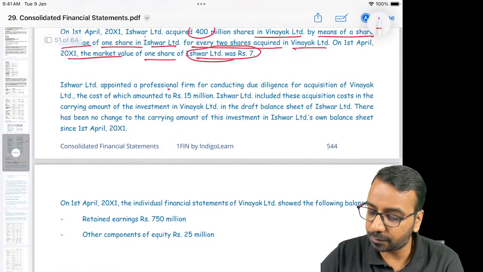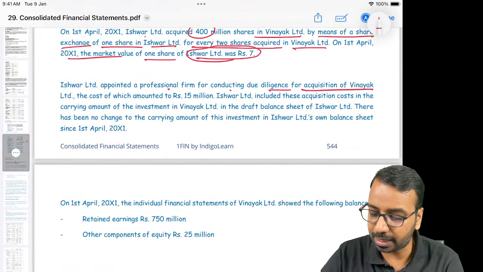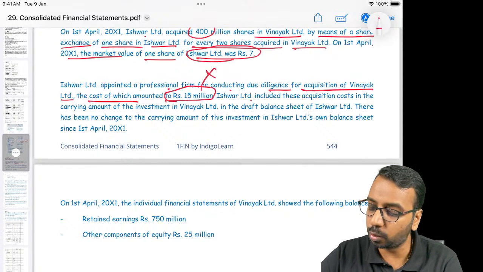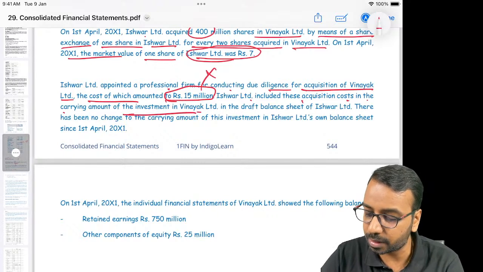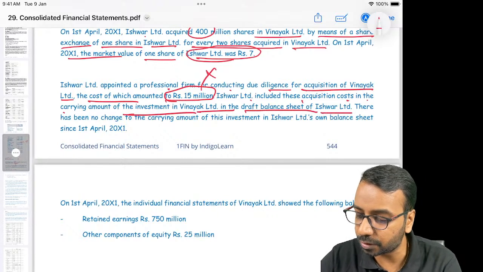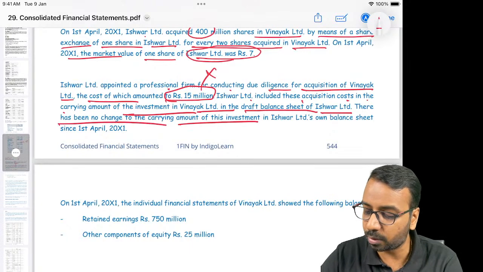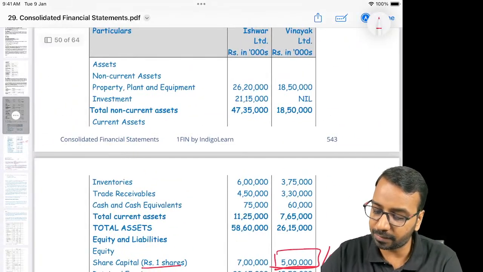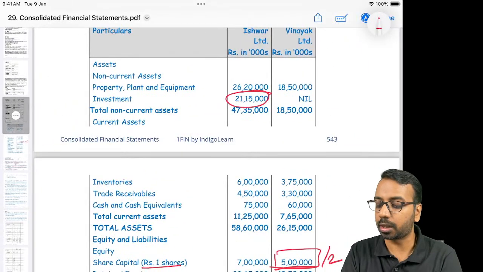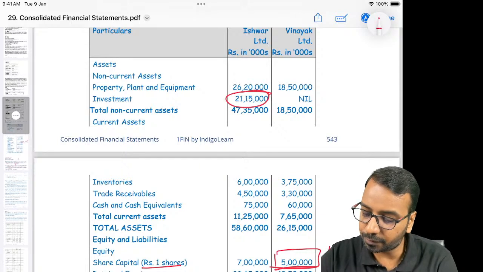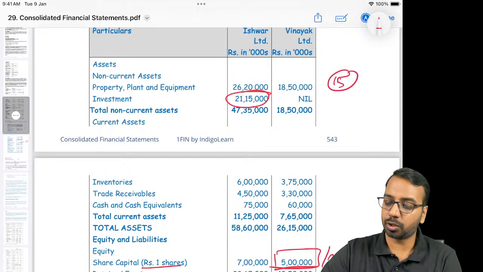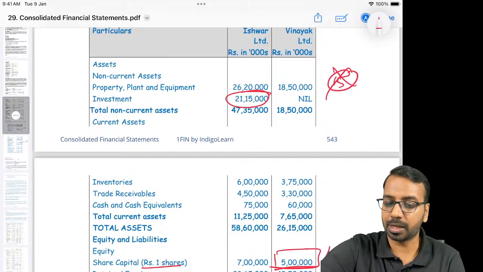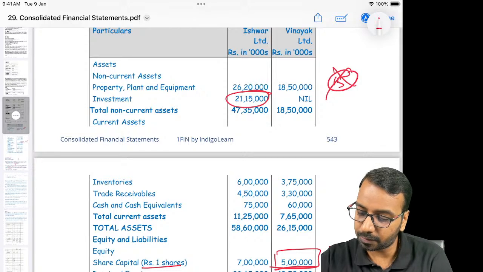They appointed a professional firm for conducting due diligence for acquisition of Vinayak Limited, the cost of which amounted to 15 million. This is not a part of your purchase consideration. They included this acquisition cost in the carrying amount of investment in Vinayak Limited in the draft balance sheet of Ishwar Limited. There has been no change in the carrying amount of this investment on balance sheet since 1st of April. So here what they have done is, this investment incorrectly includes the 15 million which has been paid as transaction cost. This we have to eliminate. So what happens? You are left with 2,50,000 into 7, that is 17 lakhs 50,000.